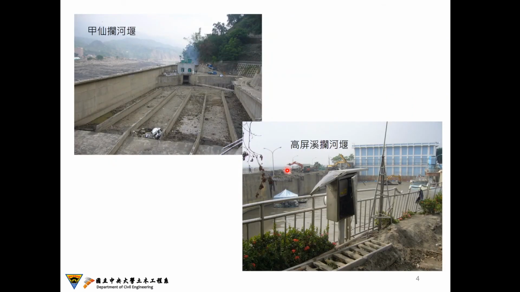Okay, and this is also the reservoir. I mean this is the river, and this is the gate to guide the water into the main reservoir. This is what we call the 甲仙蓝河堰 after Typhoon Morak. 甲仙 is very famous for its ice cream.